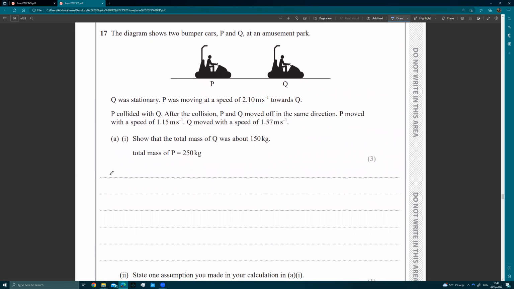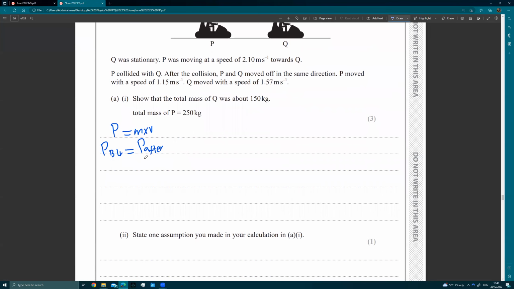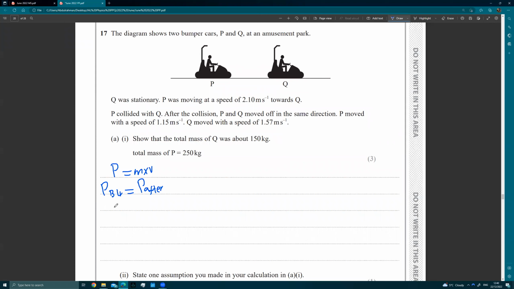Okay, so clearly this is a momentum question. So momentum is mass times velocity. And we also know that momentum before the collision is equal to the momentum after the collision. And this is the sort of process you're going to have to go through in any sort of collision question. So what is the total momentum before the collision? Well, P had a momentum of its mass, which is 250, multiplied by its velocity, which was 2.1, and Q had a momentum of its mass, which is 150, multiplied by its velocity, which is 0, because Q was stationary before the collision, so plus 0.